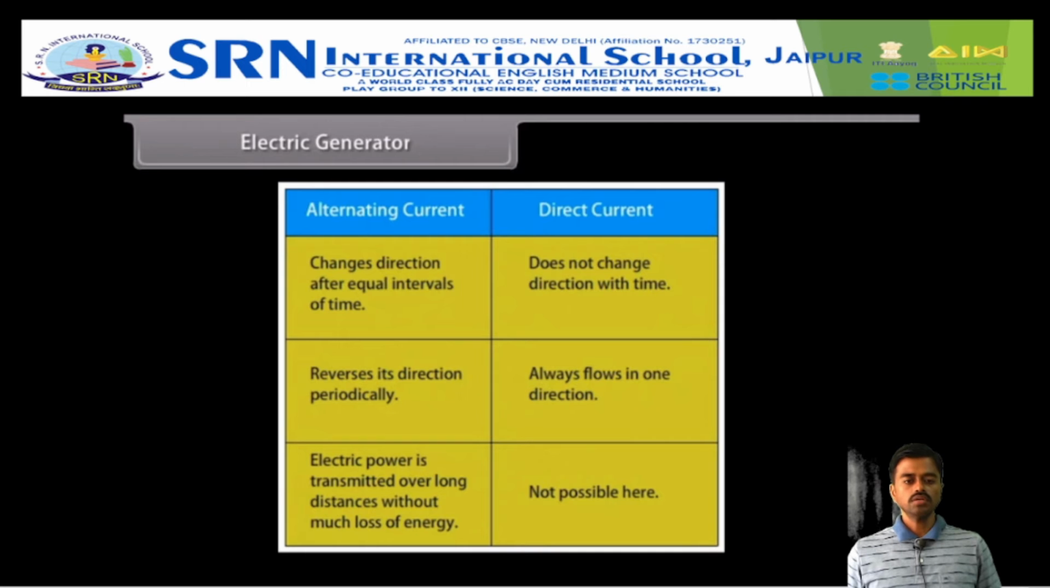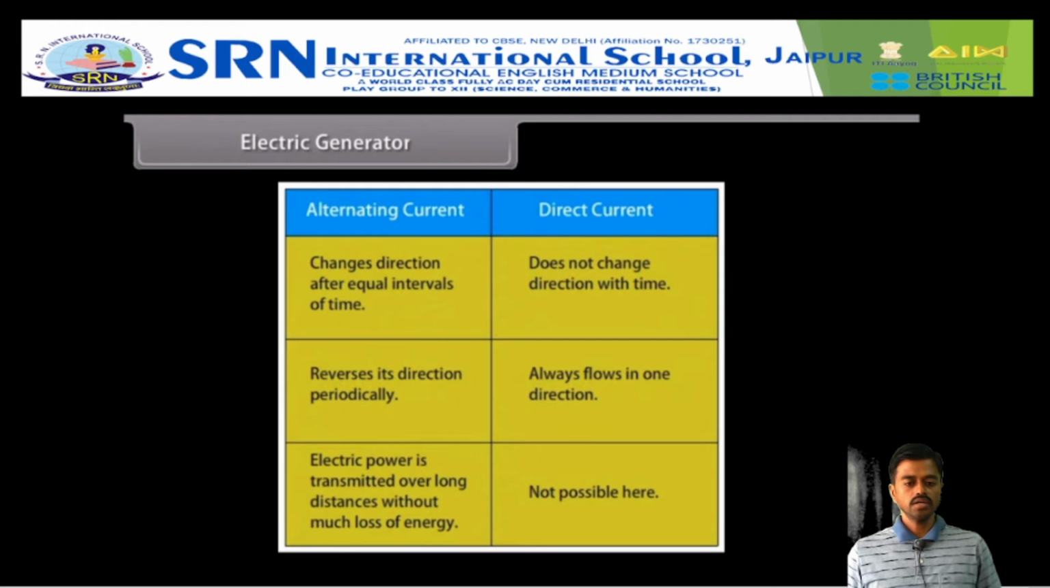Now let's talk about the generated electricity. There are two types of current, that is alternating current and direct current. So there are differences between alternating current and direct current. This table will show you what the differences are. Changes direction after equal interval of time. Alternating means it changes direction in equal intervals of time from positive half cycle to negative half cycle. Whereas direct current does not change direction with time. Alternating current reverses its direction periodically, while direct current always flows in one direction.